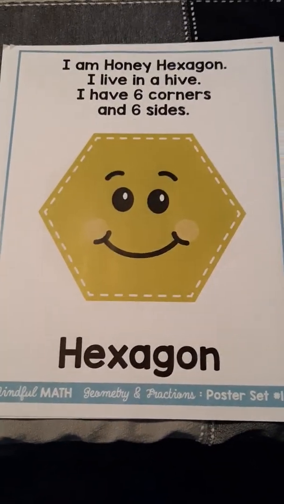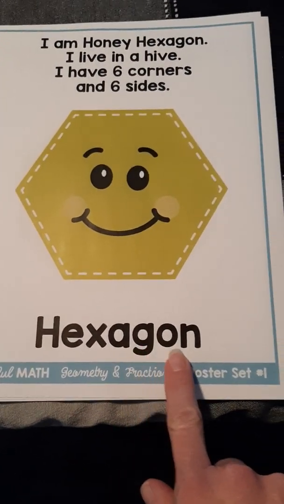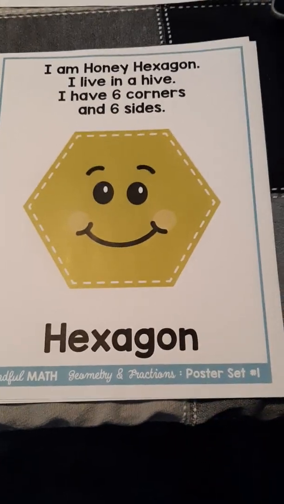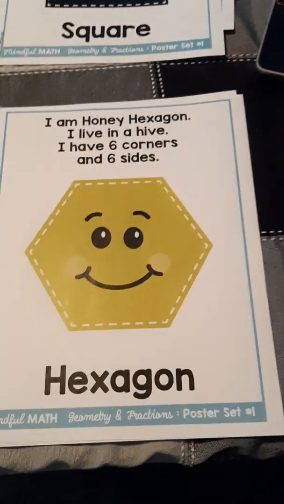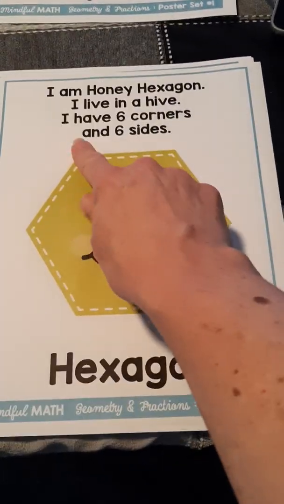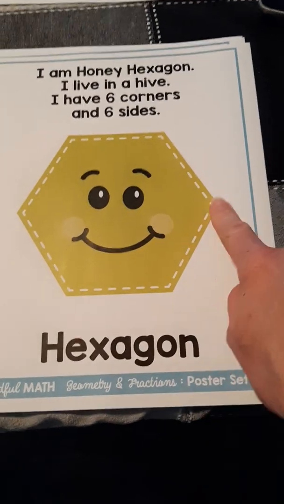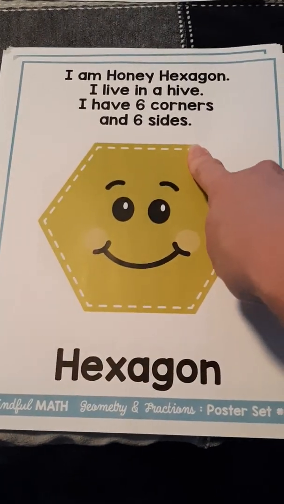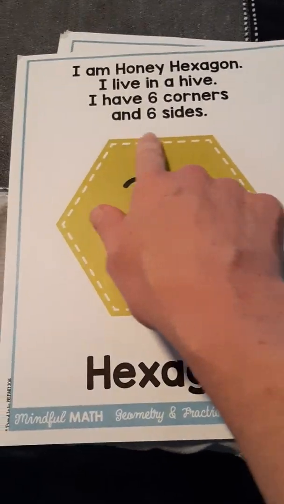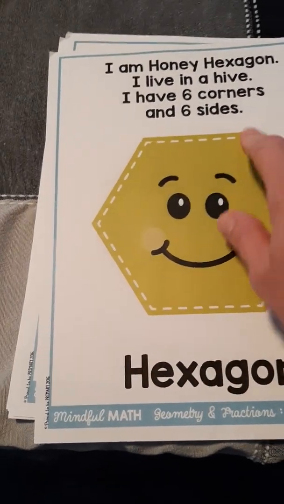I am Honey Hexagon. Hexagon. That's a three-beat word. I live in a hive. I have 6 corners. 1, 2, 3, 4, 5, 6, and 6 sides. 1, 2, 3, 4, 5, 6.